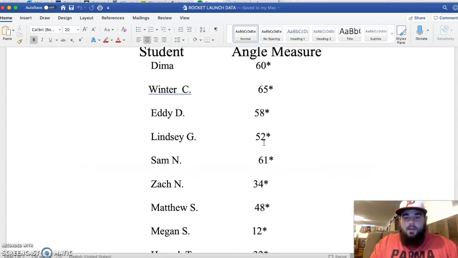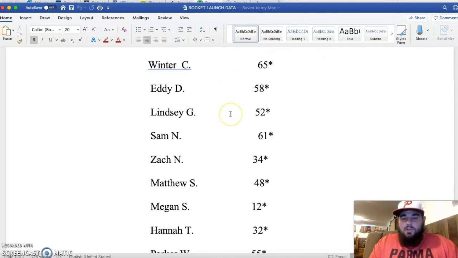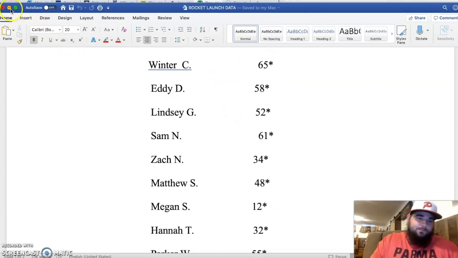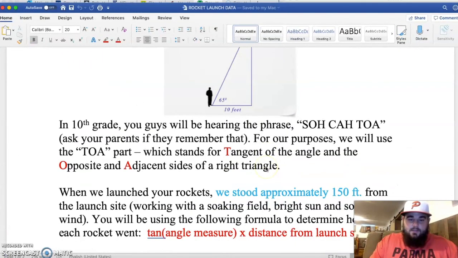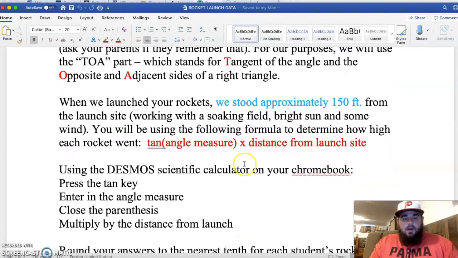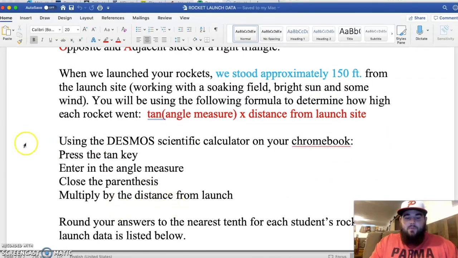Sorry, not sorry. These little asterisks mean degrees, so this is all in degrees. I'm going to use a random number like 64 degrees. So I'm going to hit tan, type in 64, and close the parentheses. Then the next step says multiply the distance from the launch.